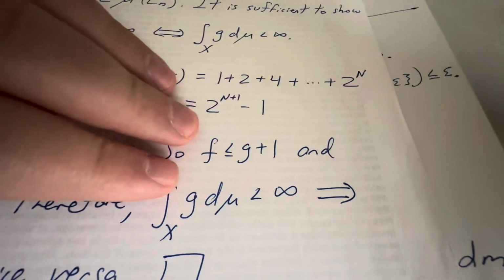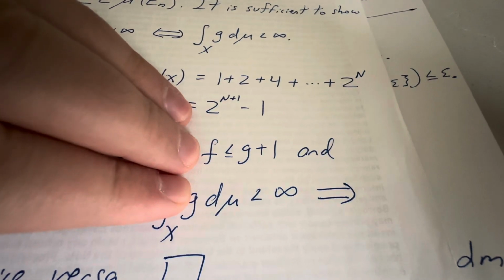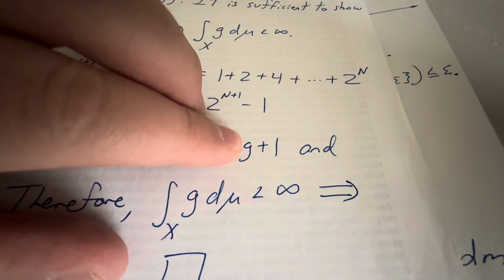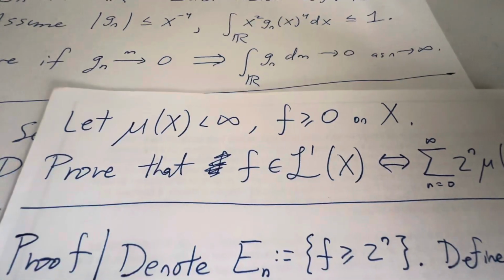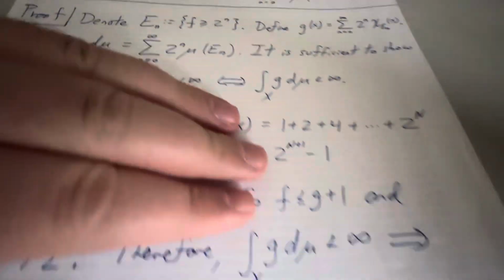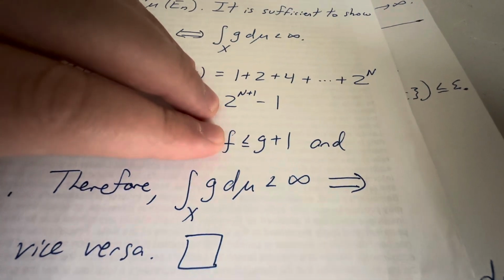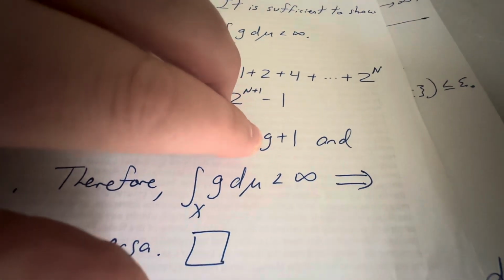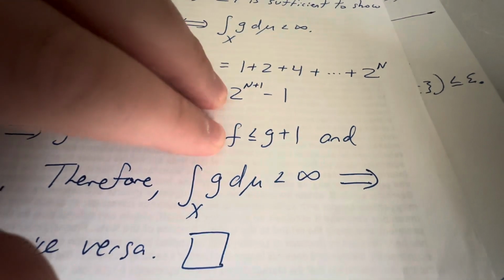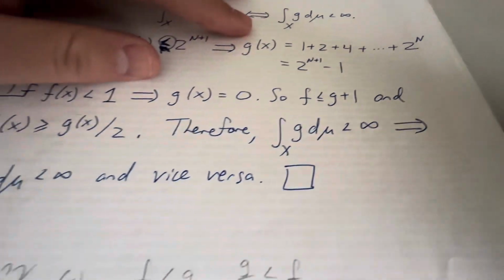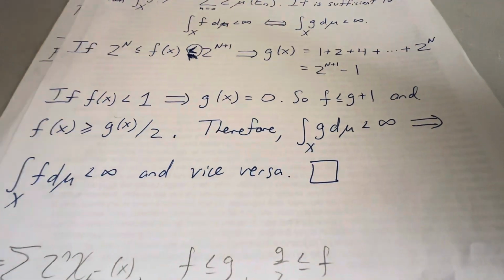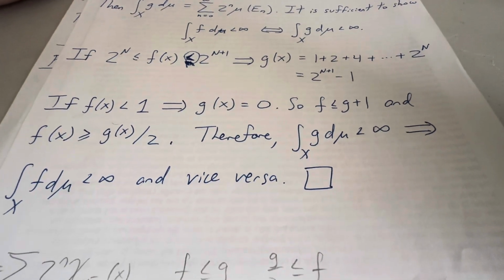Likewise, if we assume that g is integrable, then we know that the integral of g plus 1 is finite. Again, this is where you need to invoke the fact that mu of X is finite. We have a finite measure space. Without this, you can't do it. But this integral will be finite, which means that the integral of f also has to be finite. So you get if and only if in one fell swoop, which is what the last line is here.